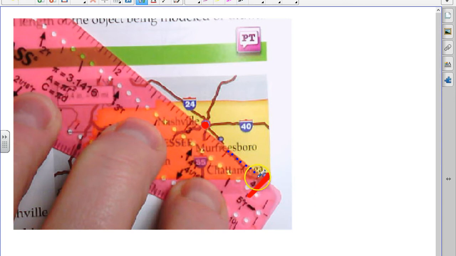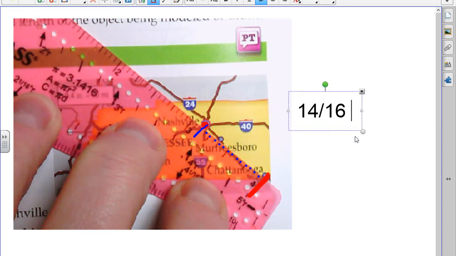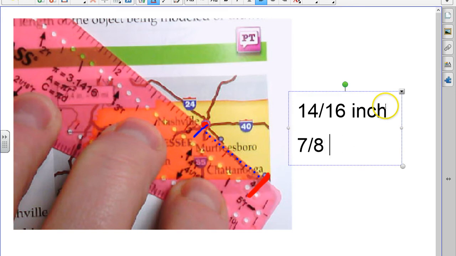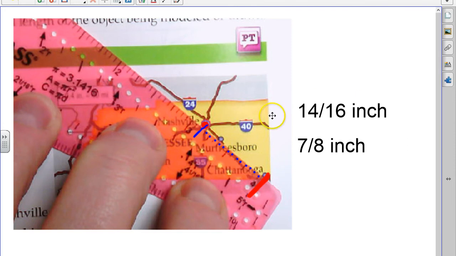Back to my marking. Again, 1/16, 2, 3, 4 is a quarter of an inch. 5/16, 6/16, 7/16, 8/16, half of an inch. 9, 10, 11, 12/16, so we're talking now 3/4 of an inch. 13, and then about here, finally we hit about 14/16 of an inch. 14/16 of an inch is equivalent, if I reduce it, to 7/8 of an inch. So that's how far it actually is on my map.